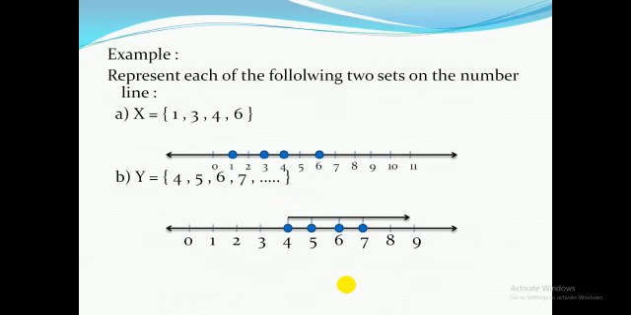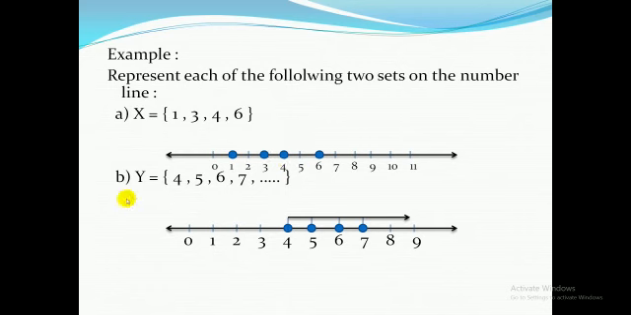Example. Represent each of the following sets on the number line. Number A, X, it is the name of the set, equals 1, 3, 4, 6. Okay, this set has a starting point and an ending point. So I will represent these numbers on the number line like this: 1, 3, 4, and 6. Okay.